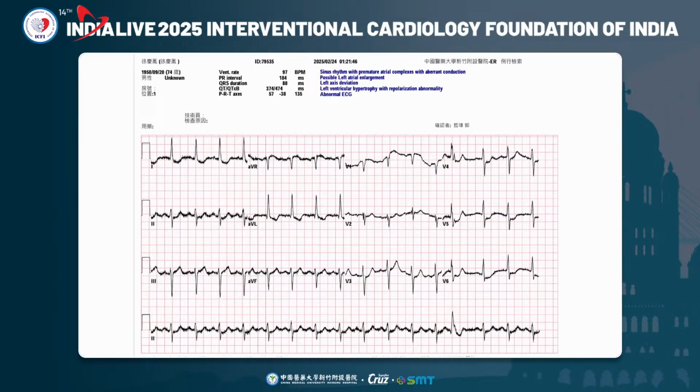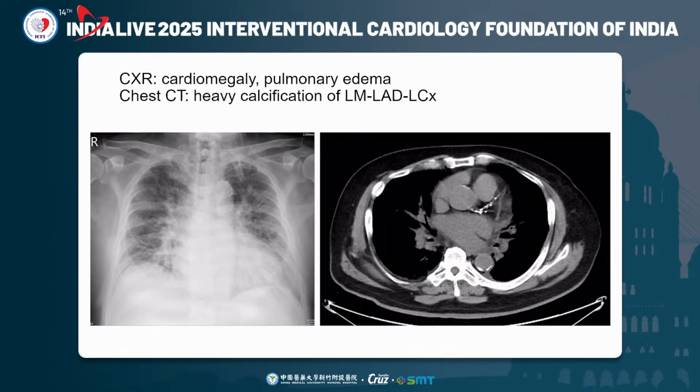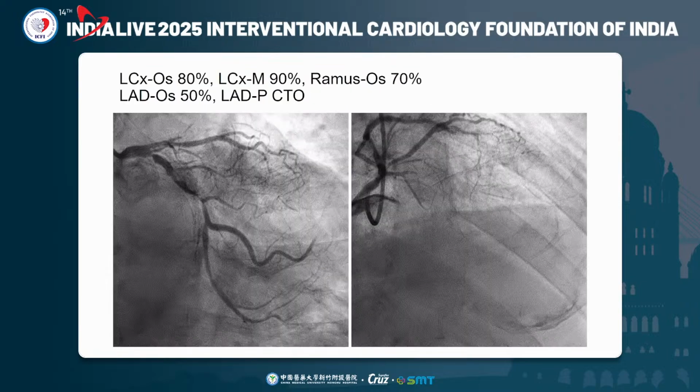Next. This is his EKG. The EKG shows lateral lead ST depression. Next. The X-ray shows pulmonary edema, and the chest CT shows calcification from left main to LAD. Next. So we did the CAG for him.